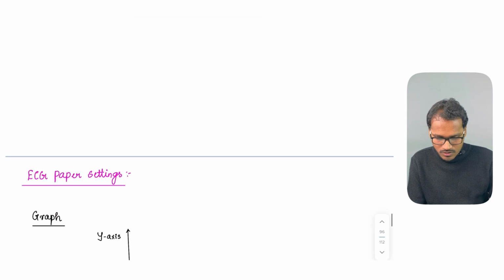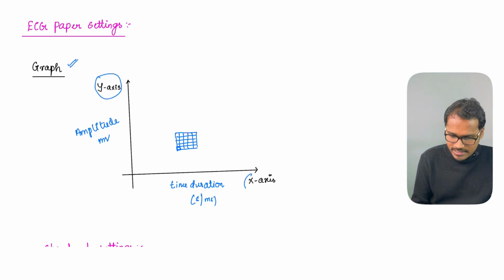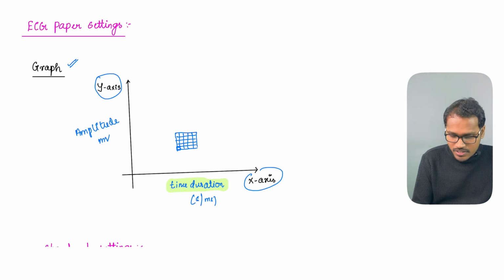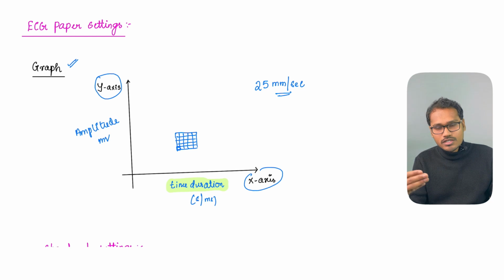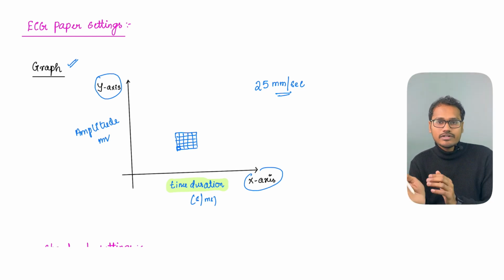So coming to the topic, we have already seen this graph in the ECG paper setting, that is the y-axis and x-axis. And the x-axis, I have already told you, is the time duration. Time duration is usually measured in milliseconds or seconds, and it depends on the paper setting, which is 25 millimeter per second. Why is this important? Only if I know the paper speed can I calculate the heart rate in that given paper.